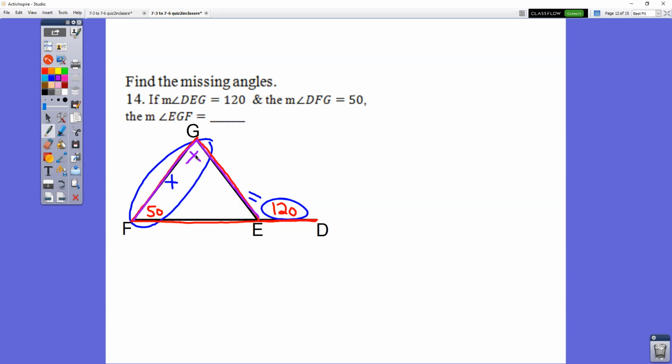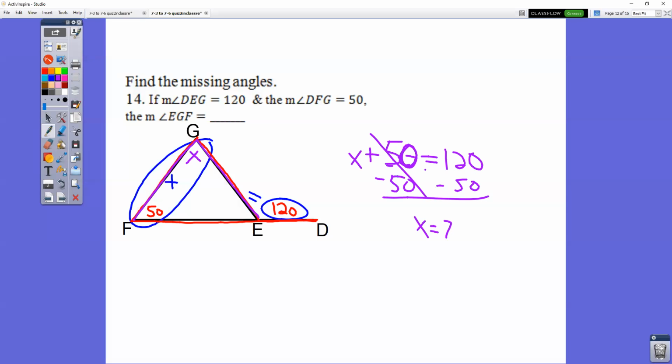So these two angles added together equals this outside angle. So x plus 50 equals 120. So minus 50, minus 50. So we get x equals 70. That means this angle at the top is 70. 70 plus 50 gives you that outside angle of 120. These two inside angles added together equals that outside angle.